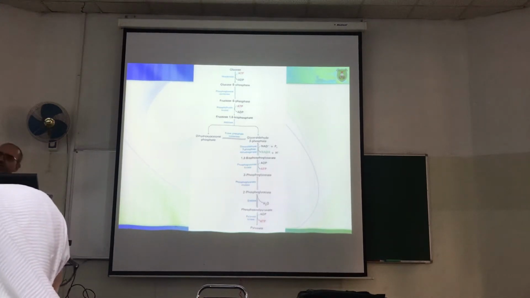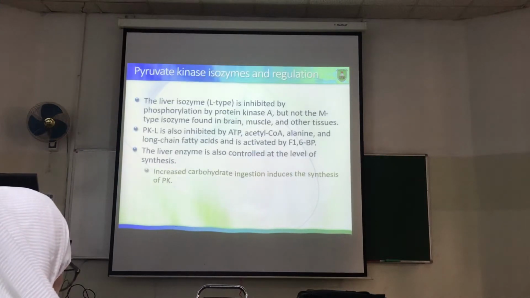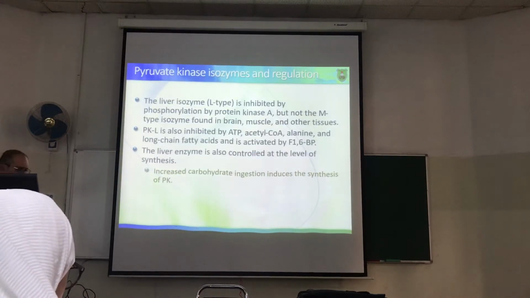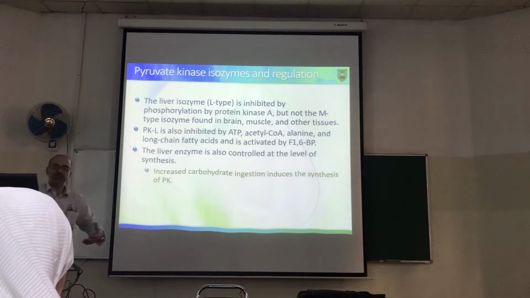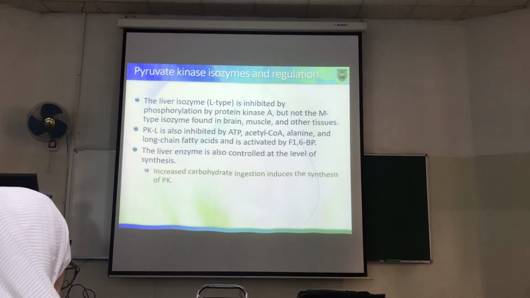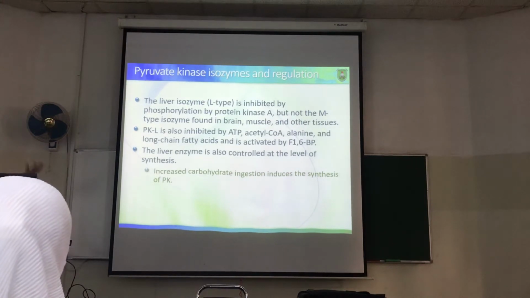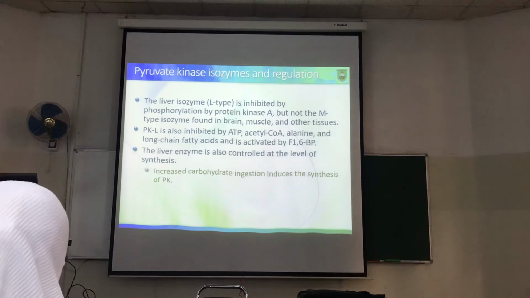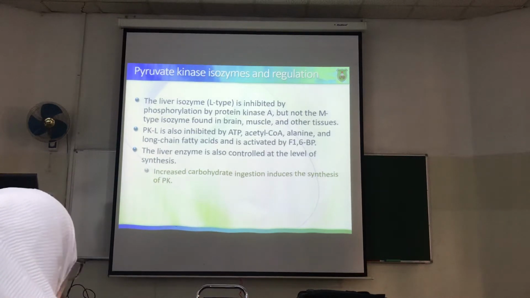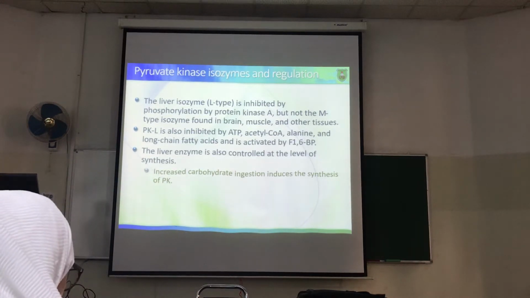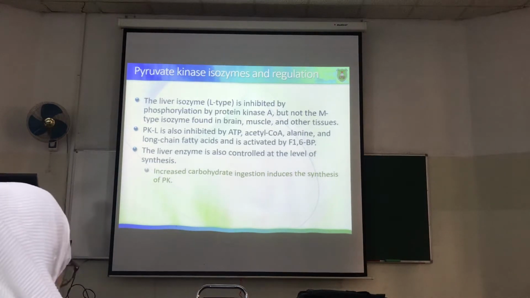So pyruvate kinase is important. It's important because, well, it moves the pathway forward, but also it generates ATP, and there are different isozymes. You remember what isozymes are, right? It's different enzymes catalyzing the same reaction, produced by different genes, with different regulations, different kinetic properties, and so on. So there are different isozymes. You have an isozyme in liver, and you have an isozyme in muscles and in red blood cells.